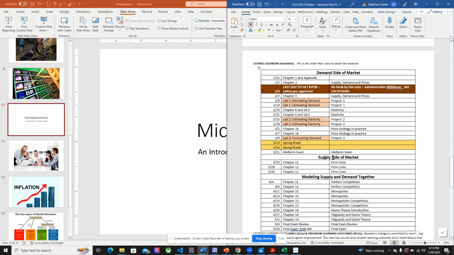So pretty much the second half will be on the supply side in theory, and then modeling these things together. That's pretty much the course. We got a couple of outliers at the end. I threw in some work in oligopoly.